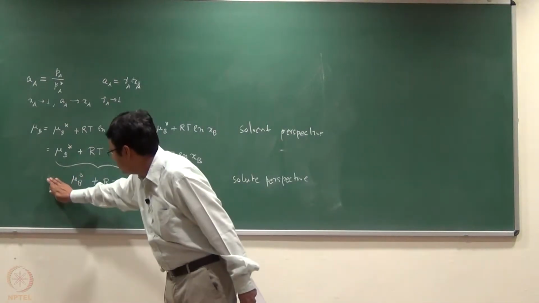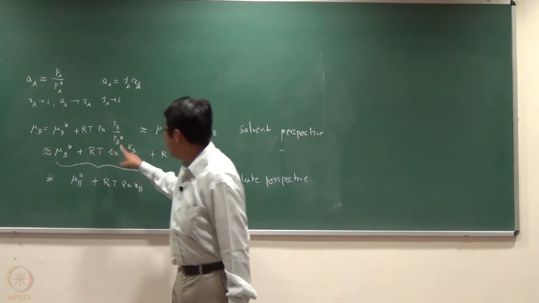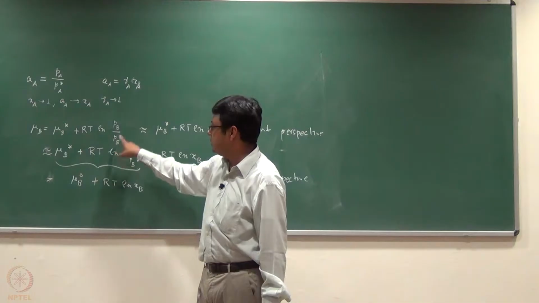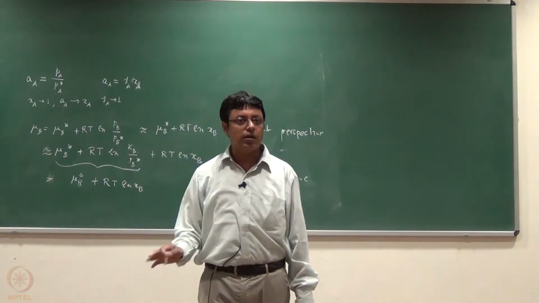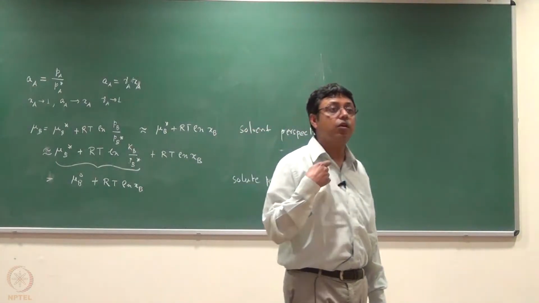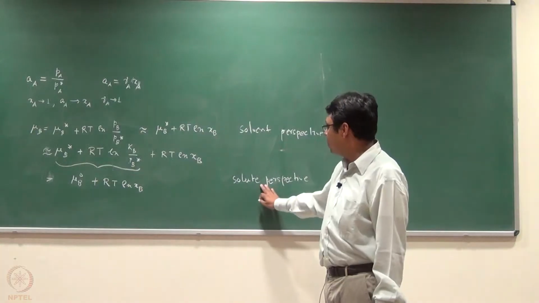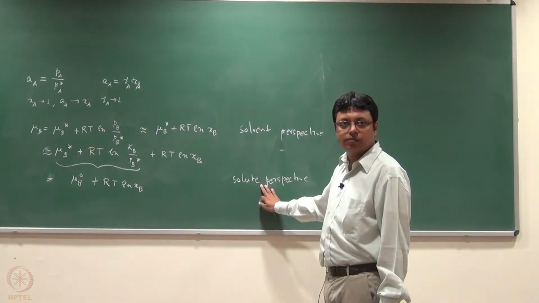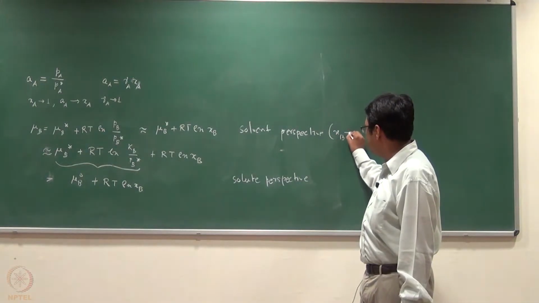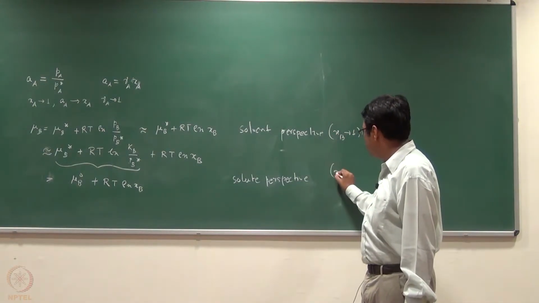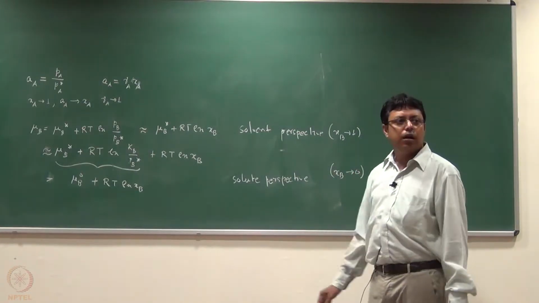Again, this is an approximation. I should have written it here, because I'm replacing PB by PB star. Basically, PB as KB into XB, that's an approximation, because that is valid only for XB tends to 0. And from the solid's perspective, we always write it in this way. Strictly speaking, this is valid in the limit when XB tends to 1, and this is valid strictly in the limit when XB tends to 0.